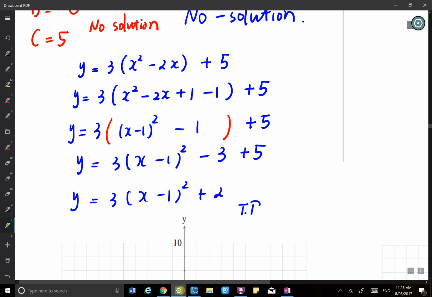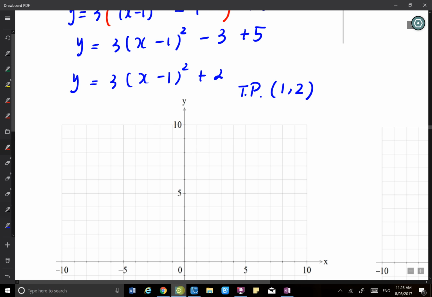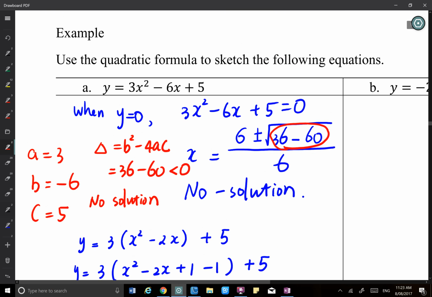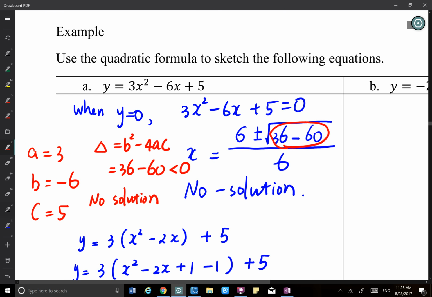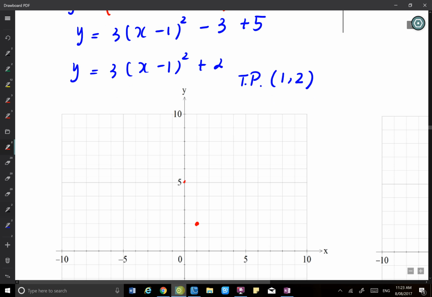So this is the turning point form. The turning point is 1, 2, which is here. What is the y-intercept? 5? Okay, 0, 5. So if that's 1, 2, that's 0, 5. I will have 2, 5 as well.